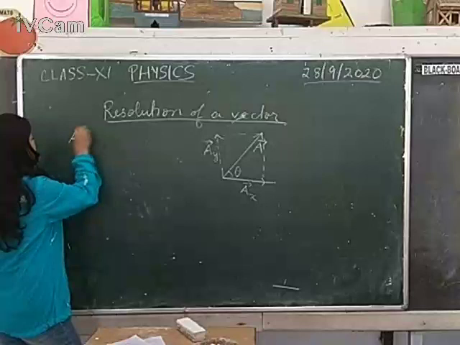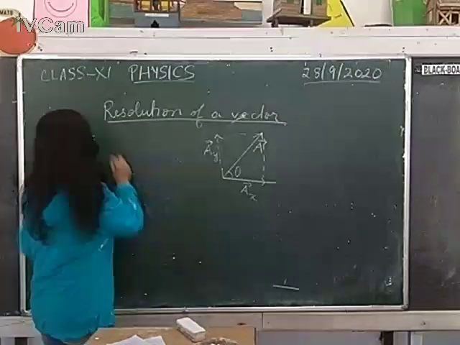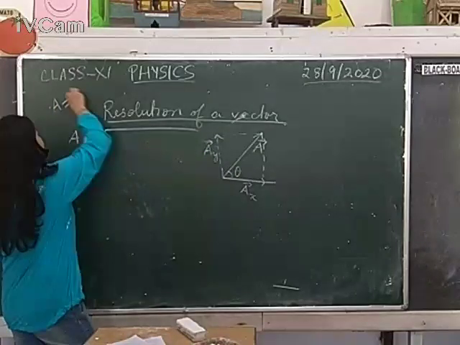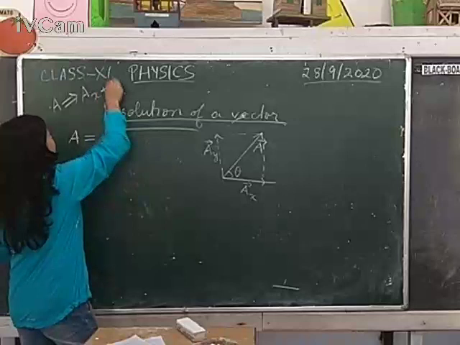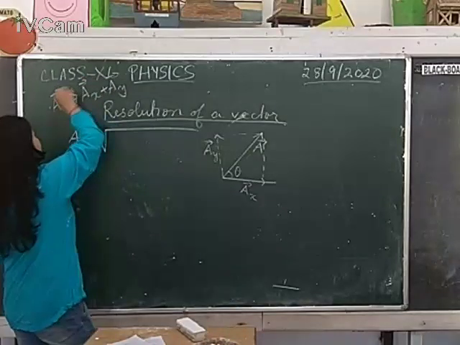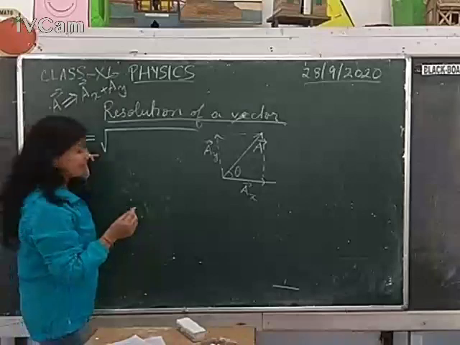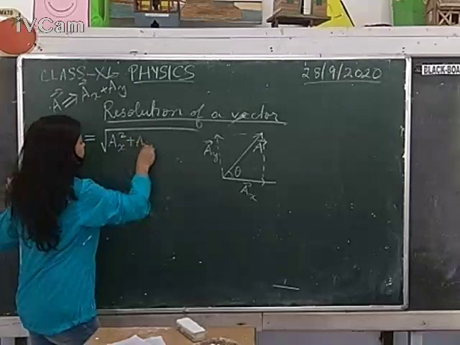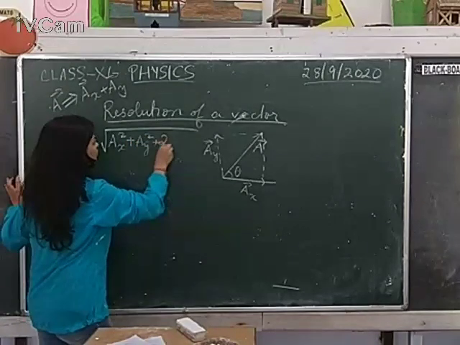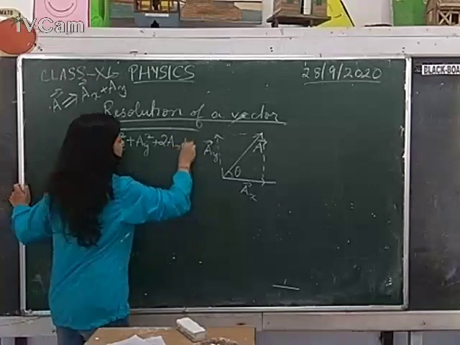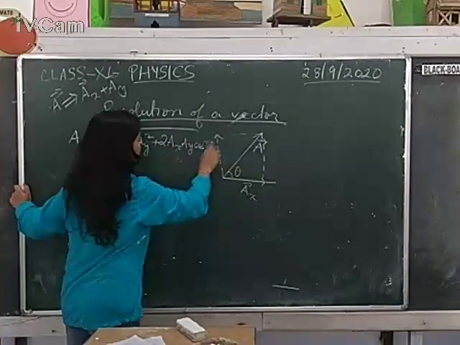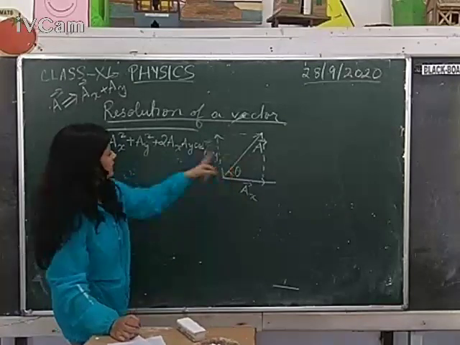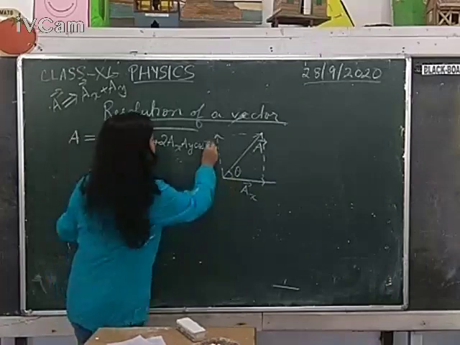Now, A, if you use the vector law of addition, since A is a combination of AX and AY, mathematically the formula for finding the magnitude of A was the square of the first vector plus the square of the second vector plus 2AX AY cos of the angle between the two vectors that we are adding to get the main vector, which is 90 degrees. So it is cos 90 degrees.